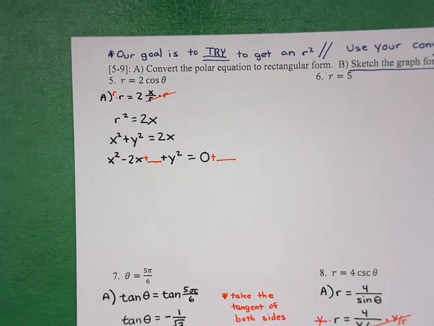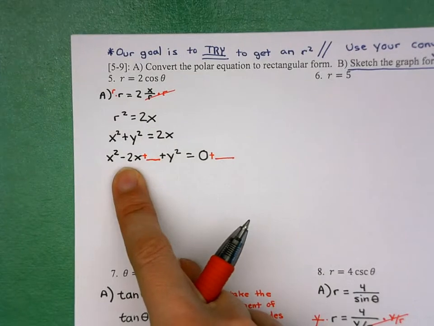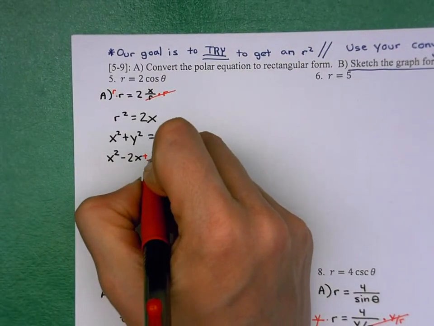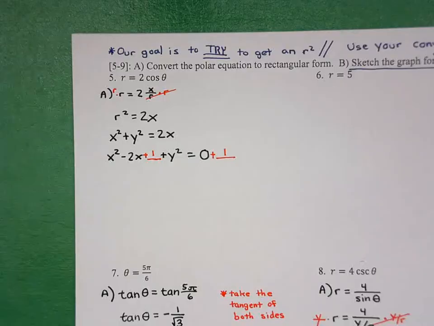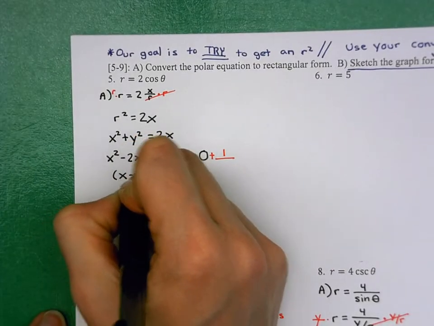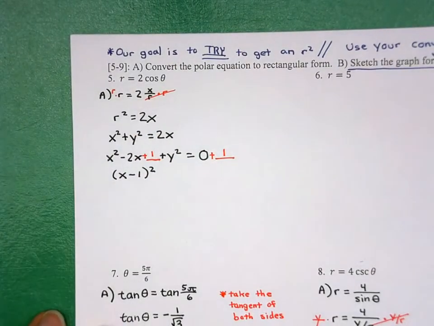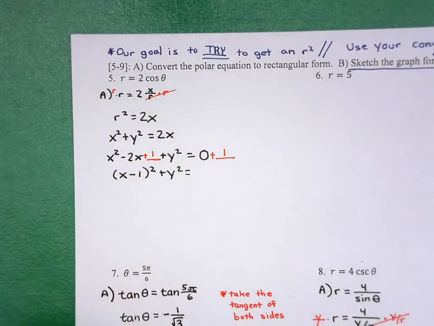Okay, remember it's half of this number, so it'd be -1 squared, which is positive 1. And if you add 1 to one side, you have to add 1 to the other. Okay? And so this factors to x minus 1 quantity squared. And then plus y squared equals 0 plus 1 is 1.